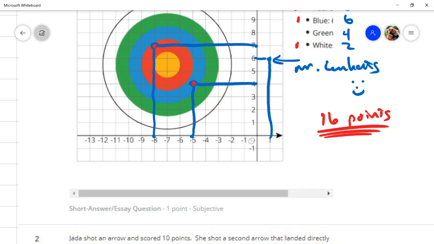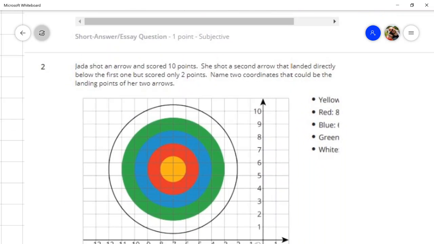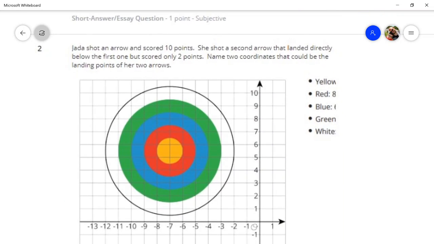All right, let's take a look at the next one. Jada shot an arrow that scored 10 points. She shot a second arrow that landed directly below the first one, but scored only 2 points. Name two coordinates that could be landing points of her two arrows. All right, let me erase that a little bit so we can see it better because it's in the way now.